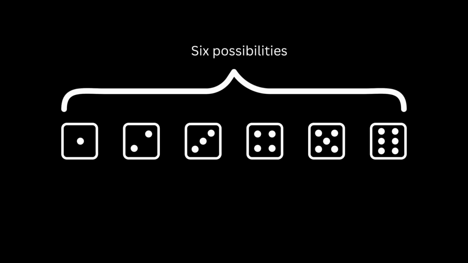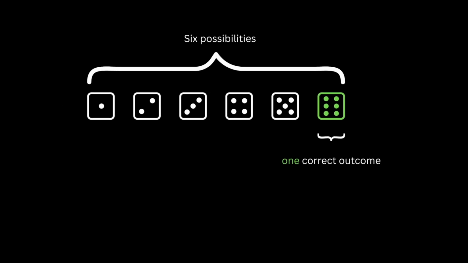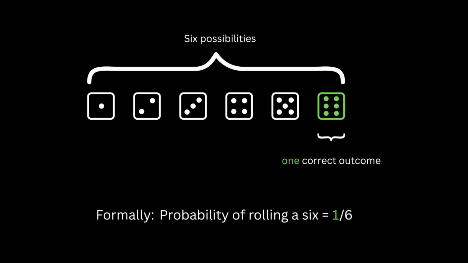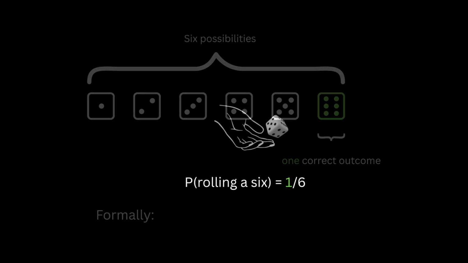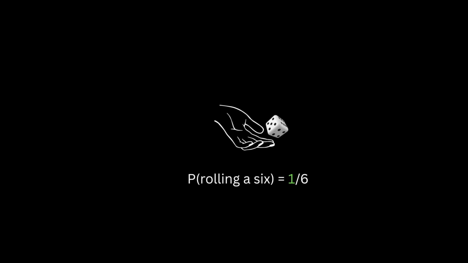So we can sort them into these 6 possibilities, and we're saying the probability of getting a 6 is one 6. So we can start formally saying something like the probability of rolling a 6 is 1, which is the correct outcome, over the 6 possibilities. So the probability is 1/6. Even more formally, we can replace probability with a p. And so that's all well and simple.